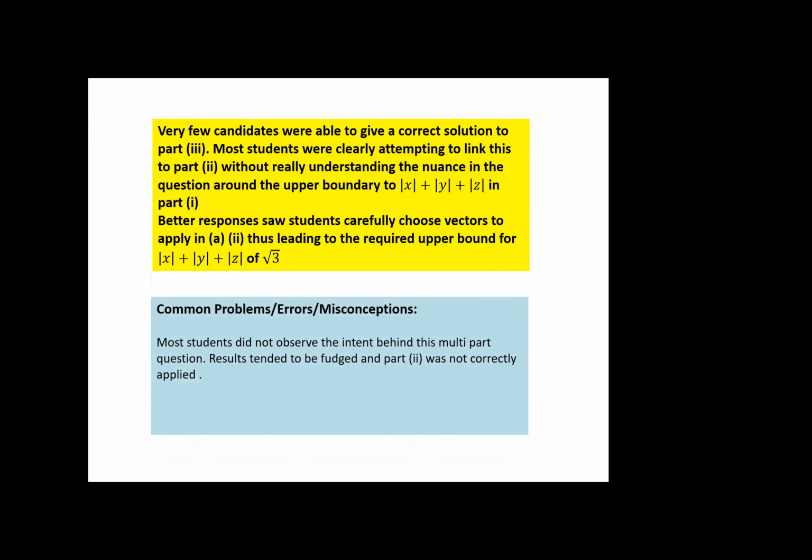Common problems. Again, most students did not observe the intent behind this multi-part question. Results tended to be fudged, and part 2 was not correctly applied. So advice here, well, make sure students understand inequalities using vectors, and make sure they seek to find the intent behind multi-part questions. Not so easy to do when it's late in an exam and you're trying to connect the dots in a very difficult question. But if students can aim to see the intent, it will make a difference.